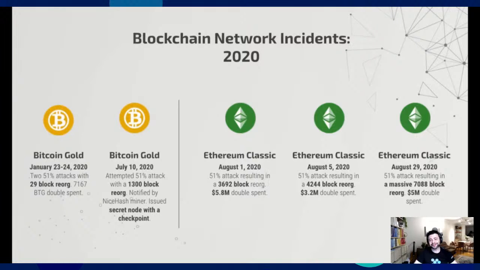On the Ethereum Classic side, it was just fascinating to see just how many blocks were orphaned. So we started with 29 block reorg in January. By August, we were looking at 7,000 plus block reorgs. At that time, it seemed absolutely massive. Like these are multiple days worth of blocks getting expunged.